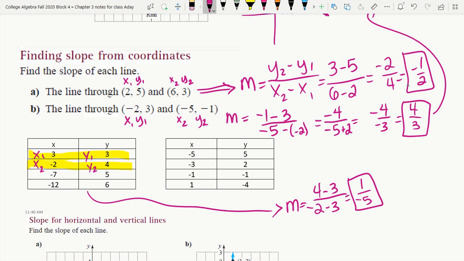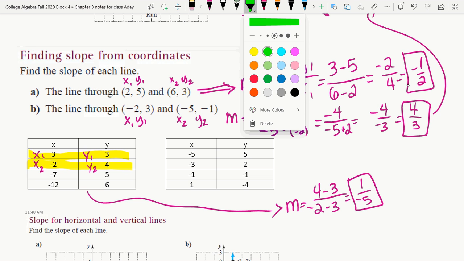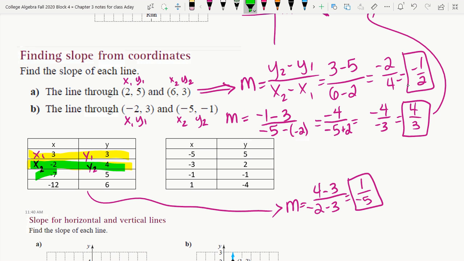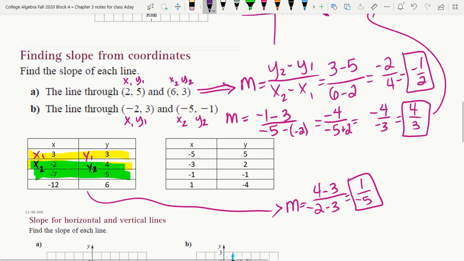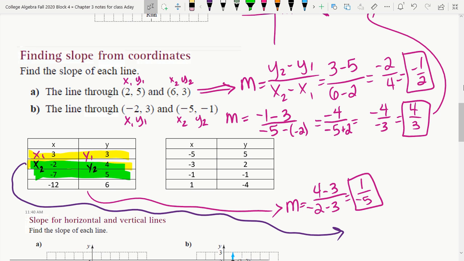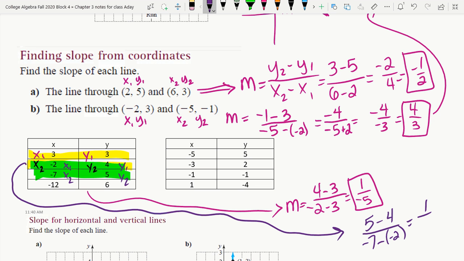Does it matter which 2 points I choose? No. Let's choose 2 other points. So let's choose this one and that one. So the second set of 2, we should get the same slope. Using the green line now. Now we have y2 minus y1, so it's going to change those. So now this is y1 and this is y2. Changes this to x1 and this changes it to x2. So y2 minus y1 would be 5 minus 4 over x2, -7 minus -2. So 1 over -7 plus 2, we still get negative 1 over 5. So it doesn't matter which points that I choose.